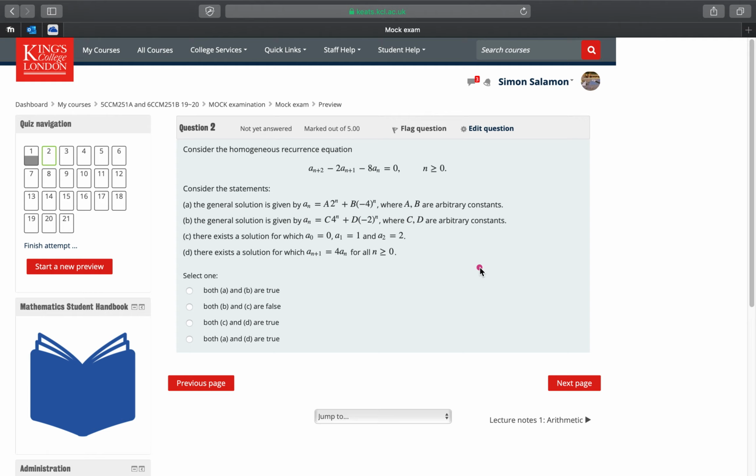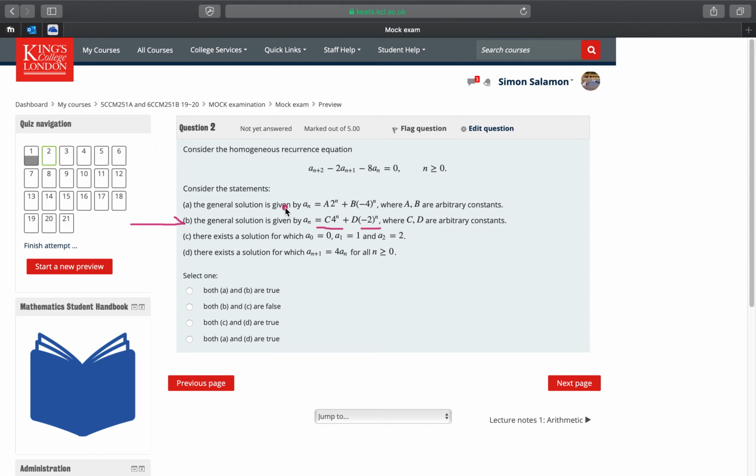So one writes down, or considers, the associated quadratic polynomial. This is a second order equation, and it's lambda squared minus 2 lambda minus 8. That factorizes as lambda minus 4 times lambda plus 2. So the roots are going to be plus 4, which you see here, and minus 2, which you see there. So the correct general solution is given by part B.